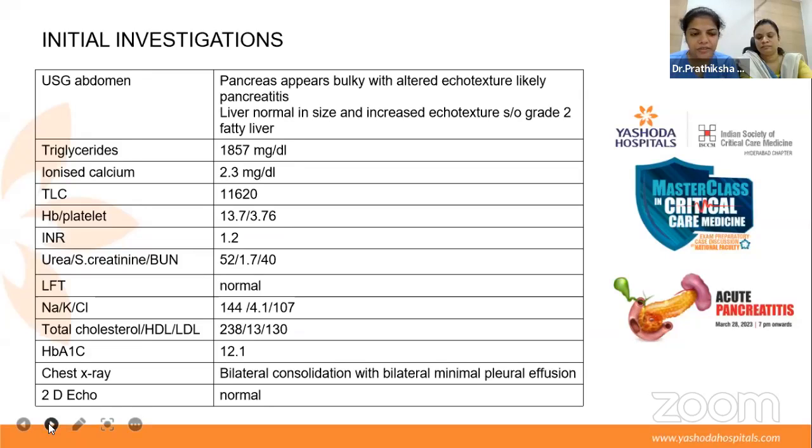Really interesting, because other than the alcohol as well as gallstones, we got triglycerides here. So when are triglycerides considered to be significant enough to cause pancreatitis? More than 1,000 milligram per deciliter. Yes, very good.